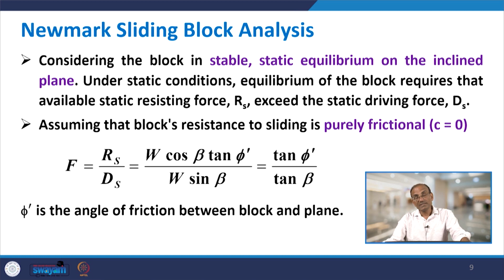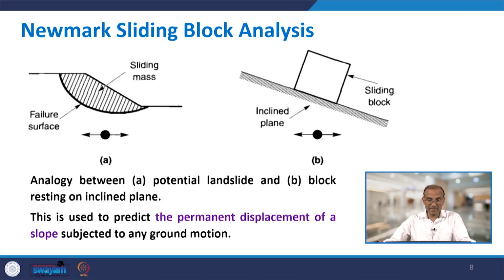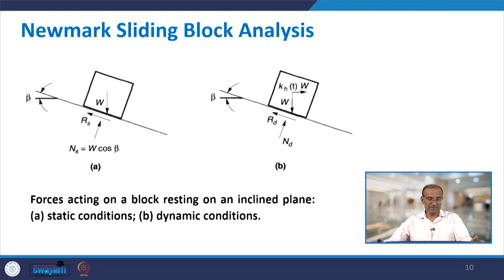And for pure sand, where the resistance is purely frictional, in this case C is equal to 0. Assuming C equal to 0, the factor of safety can be given by the ratio of Rs to the driving force. It can be worked out like this. You have W, let us see, this is the case here.